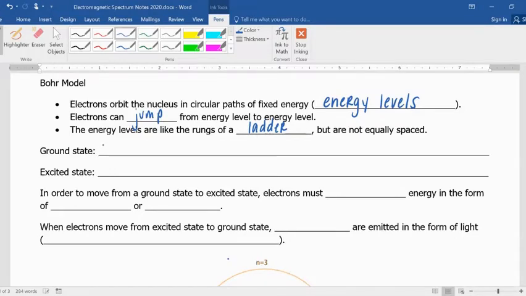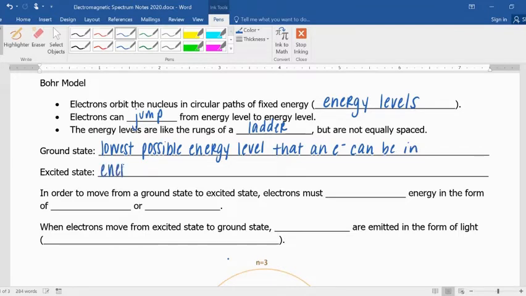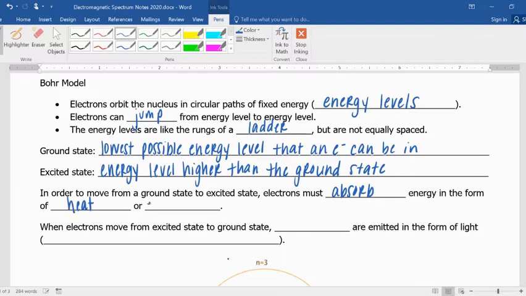The ground state is the lowest possible energy level that an electron can be in. And the excited state is any energy level that's higher than the ground state. So electrons can go from the ground state to the excited state, but in order to do so, they must absorb energy. And they can do this in either the form of heat or electricity.